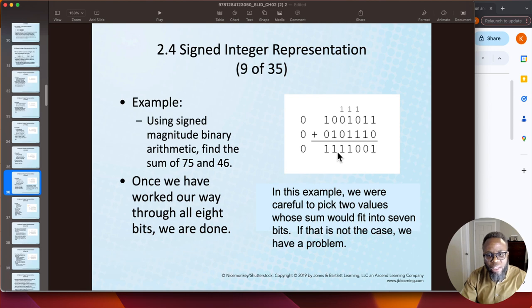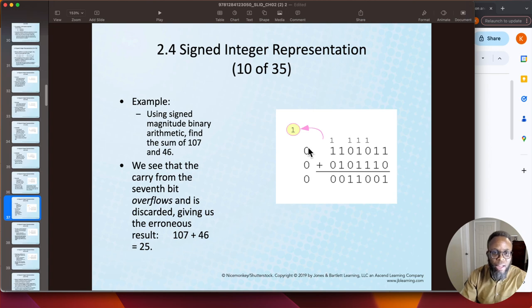So we can quickly skip through this. These are very simple examples, with two values whose sum would fit into the 7 bits. And as we're saying, if that's not the case, we have a problem. If the sum does not fit within the 7 bits, we have a problem. Now let's see what the next slide says.